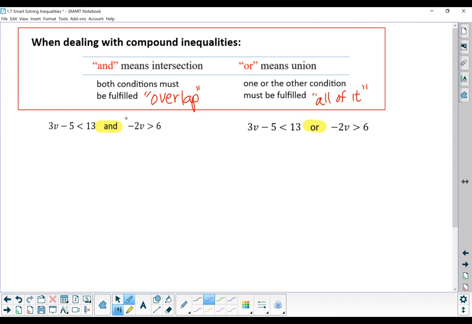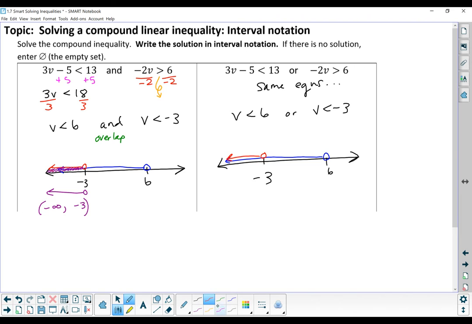Well, with the word and we did first, we looked for an overlap. With the word or that we're doing now, it's all of it. All those pieces are part of the or answer. So if we look for all of those pieces, anything that's covered, it would be this, starting at 6 and going this way. Even though there was an open circle here, the other graph filled that open circle. So our solution would be from negative infinity to 6.